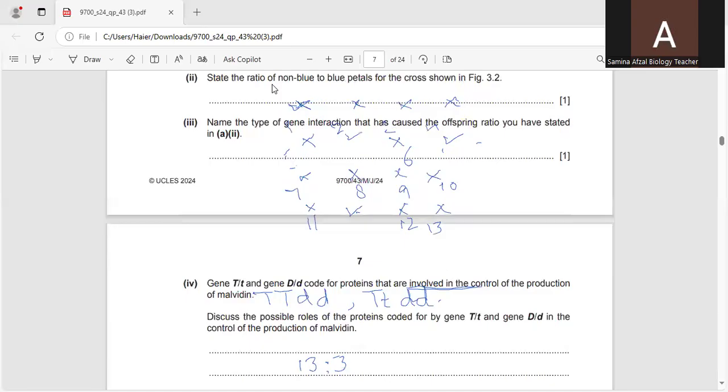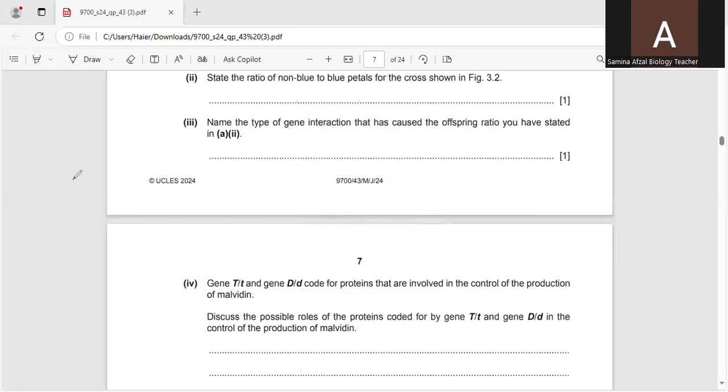So name the type of gene interaction that has caused the offspring ratio you have stated in the previous question. Okay, students, here you can see that both are the dominant alleles, the capital D and small t, but one of them is influencing the other.